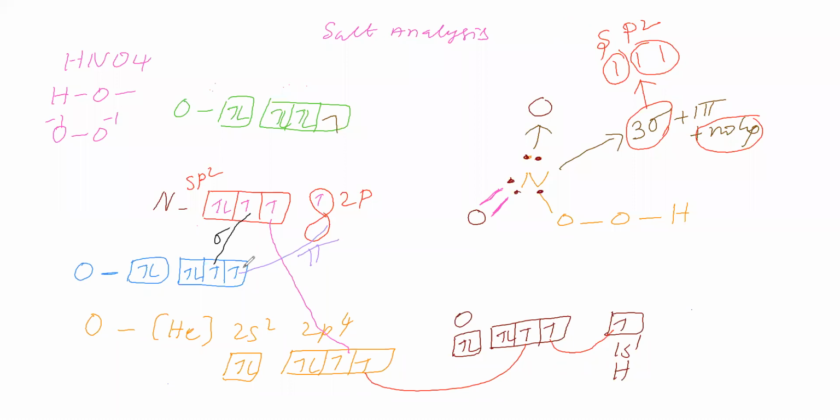Next we will give the dative bond. We are giving the dative bond like this. So that is the hybridization about HNO4. In HNO4, regarding the peroxy linkage, we got an idea.